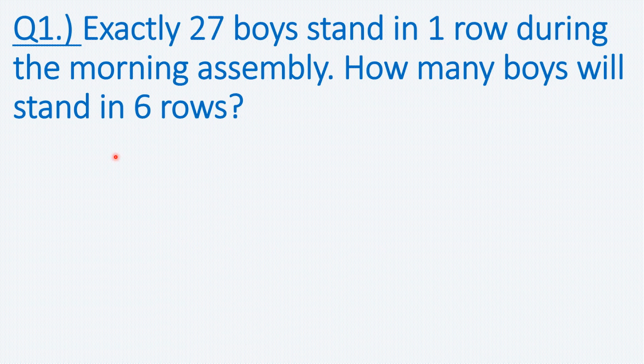Question number 1, children. Look at your book. Exactly 27 boys stand in one row during the morning assembly. So how many boys will stand in 6 rows? You remember, children? During the morning assembly you also make lines and you stand in line, no? So there are 6 rows and in one line 27 boys are standing. So how many boys will stand in 6 rows? Okay, so let's start.